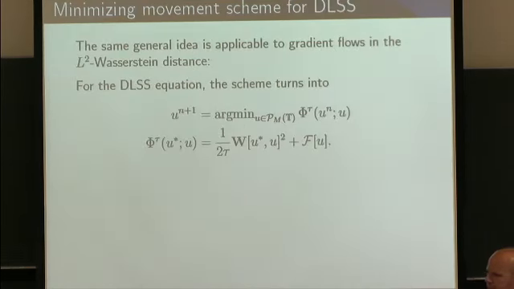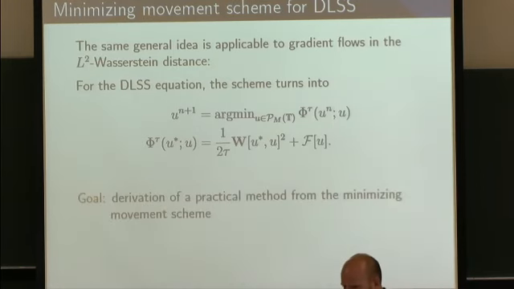And you can do something similar for the DLSS equation, and then this turns into the following scheme, that the solution at the new time you obtain as the minimizer of some functional, which here now consists of the Wasserstein distance between the new solution and the solution at the previous time step and the Fisher information. And our goal is now to derive a practical method from this minimizing movement scheme.